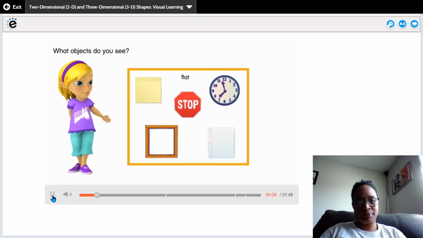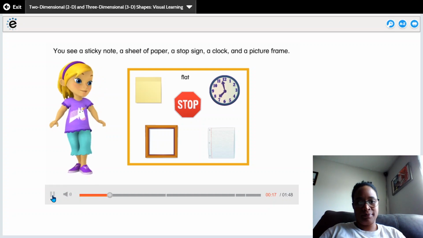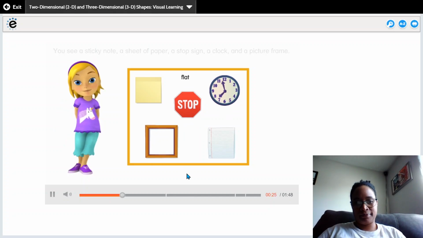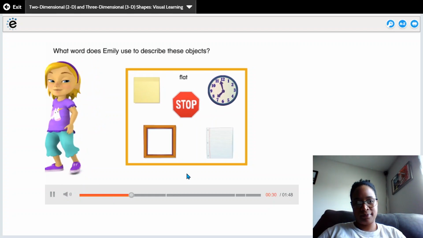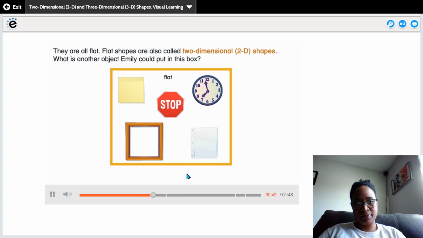How do you sort objects? Let's take a look. What objects do you see? You see a sticky note, a sheet of paper, a stop sign, a clock, and a picture frame. What word does Emily use to describe these objects? She uses the word flat. In what ways are these objects the same? They are all flat. Flat shapes are also called two-dimensional shapes.